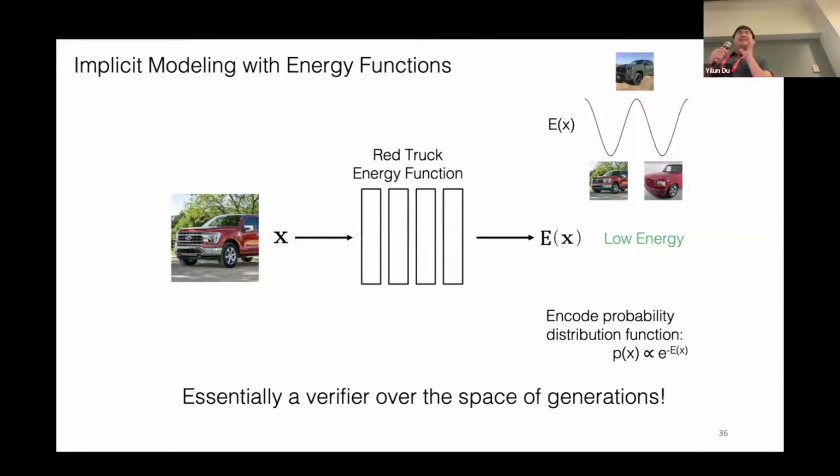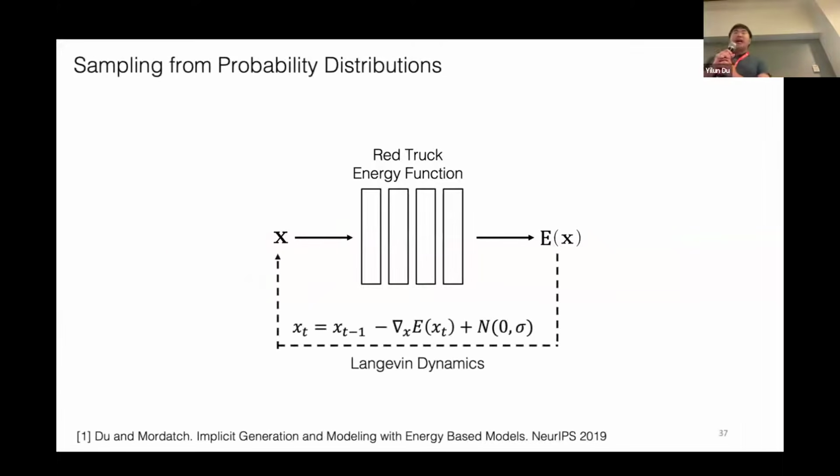And one way to interpret this energy function is essentially a verifier over the space of generations. So the energy function is essentially your verifier, where low energy outputs correspond to high verification score. And so once you have this energy function, to generate from this model, you run some type of iterative process or procedure where you can follow the gradient of the energy function plus some Gaussian noise. And what it ends up looking like is pretty similar to the diffusion process. And I'll talk a bit about the similarities next.